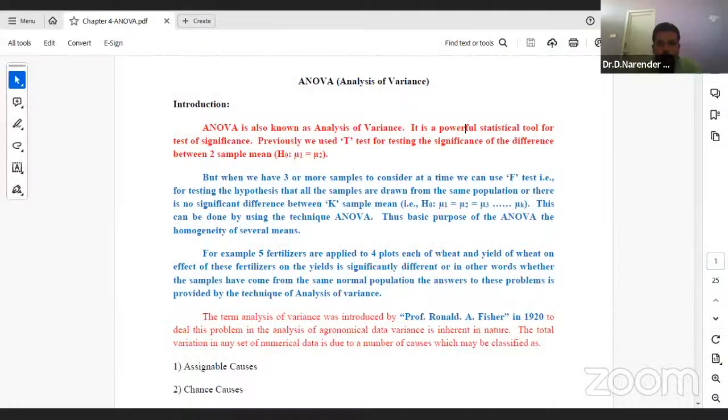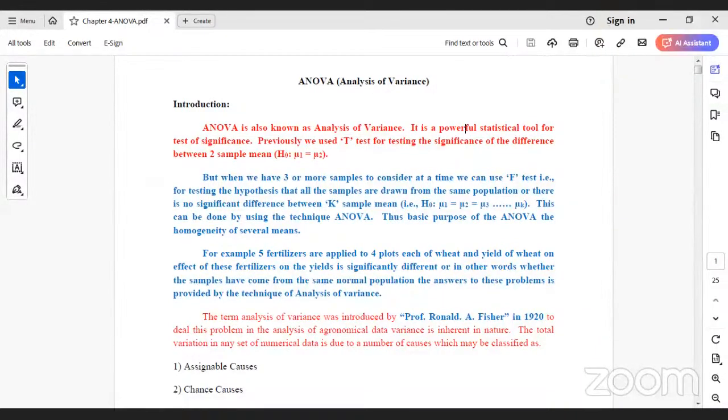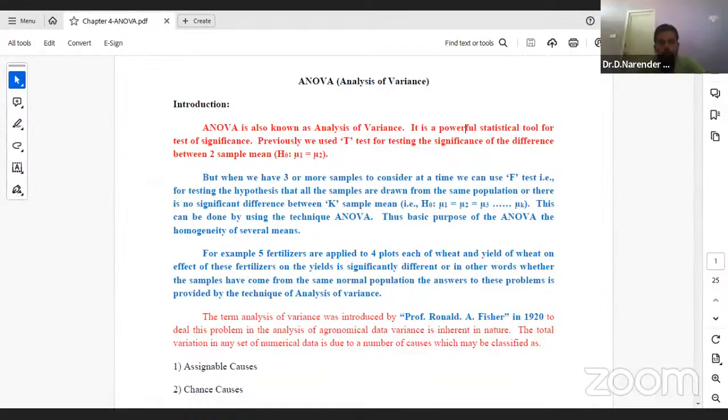Already, I have given small homework for you. I make sure that you prepared the ANOVA one-way classification and two-way classification pro formas. Yes, Bharati, did you prepare the ANOVA one-way classification, two-way classification specimen? ANOVA one-way and ANOVA two-way classification, I have already given the specimen. Make sure to buy it and come to today's class.